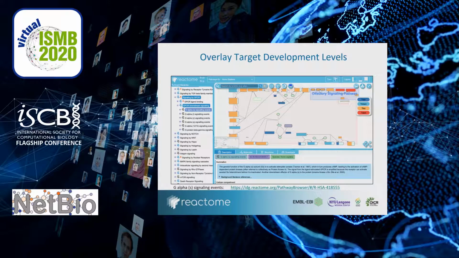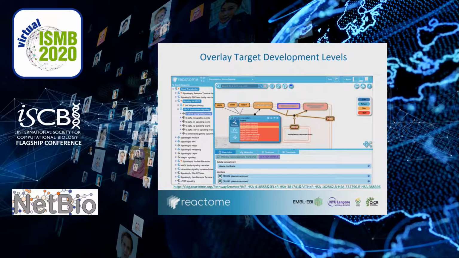We can see the 4 IDG development levels associated with Reactome entities for the G-alpha signaling pathway. The color overlay is as follows: dark blue for the T-clin level, light blue for T-chem, orange for T-bio, and red for T-dark. Zooming into the diagram to view the olfactory receptor entity, we see these T-dark proteins.